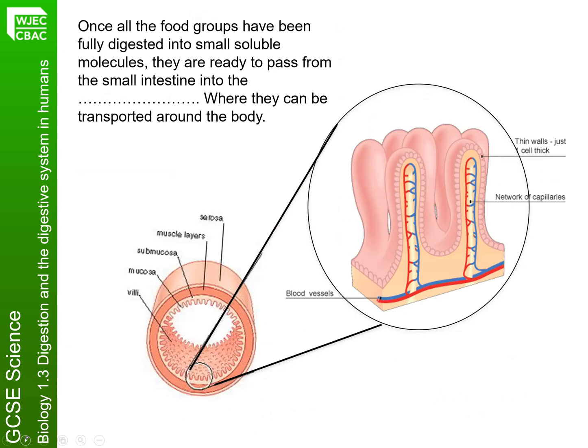Once all the food groups have been fully digested into small soluble molecules, they are ready to pass from the small intestine into the blood, where they can then be transported around the body. So in the small intestine you have these structures which you can see in the picture. In these structures, the villi, this is where digested food will pass into your blood, but we'll have a look at these in a bit more detail in a later lesson.